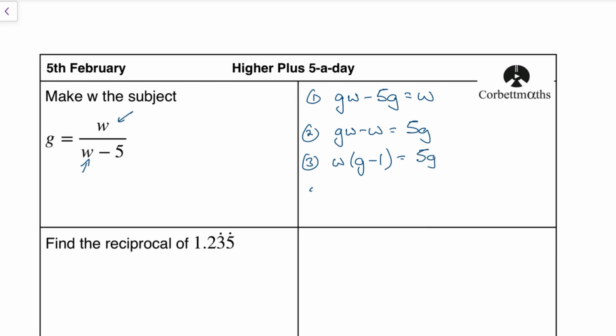And then I can divide by the bracket, which leaves the W on its own. And that's going to be 5G over G minus 1. And that is the first question done. Next question.